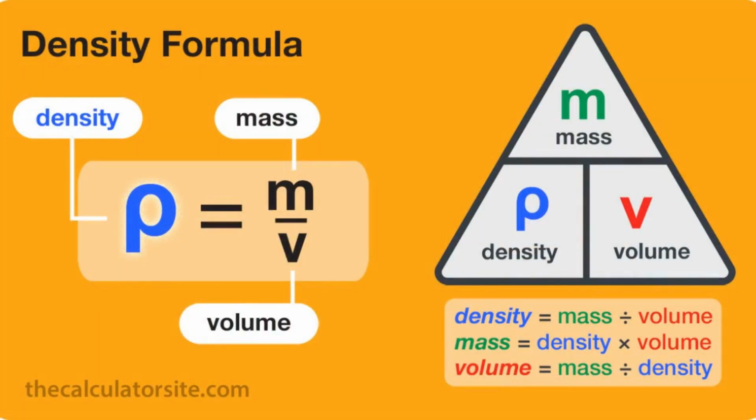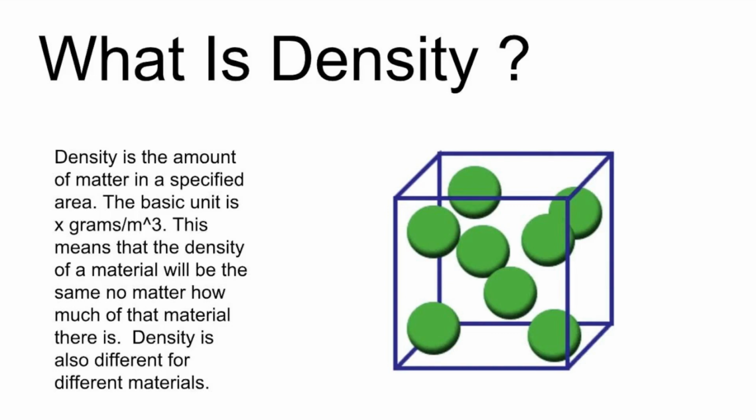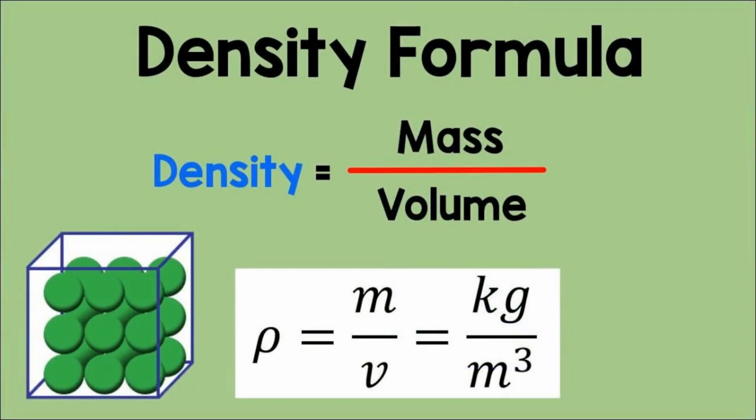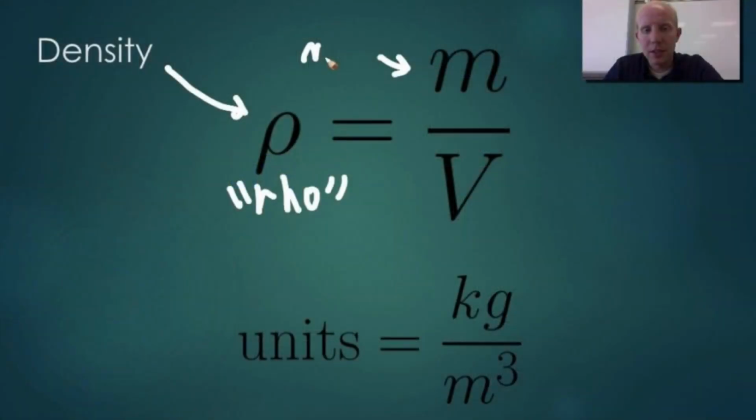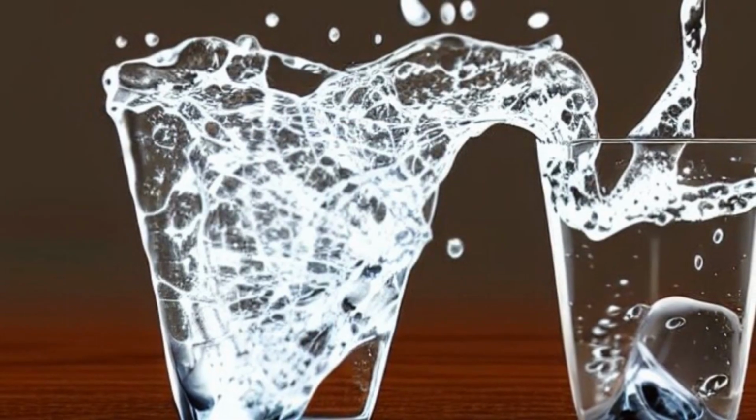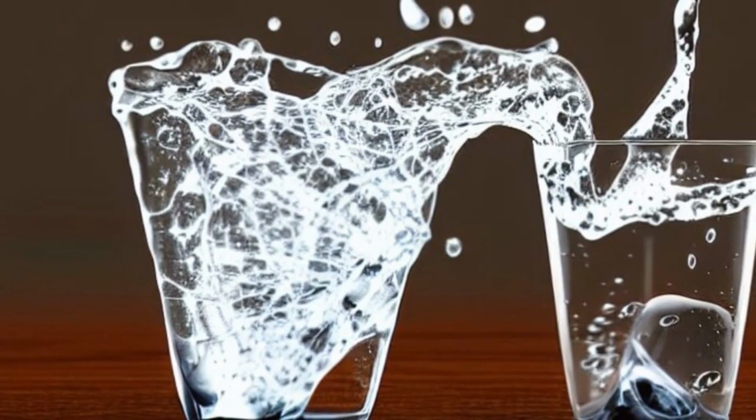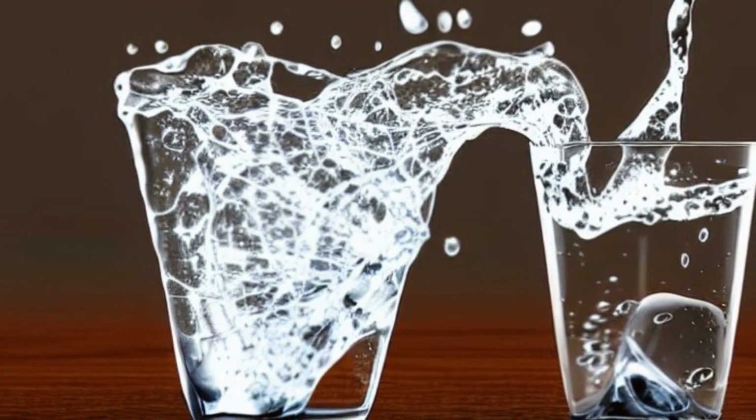Density and relative density are two concepts that describe how much mass a substance has in a given volume. Here is a simple explanation of each term. Density is the mass of a substance per unit volume. It is calculated by dividing the mass by the volume. The unit of density is kg/m cubed or g/cm cubed. For example, the density of water is 1 g/cm cubed, which means that 1 cm cubed of water has a mass of 1 g.